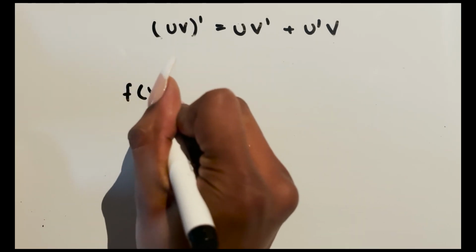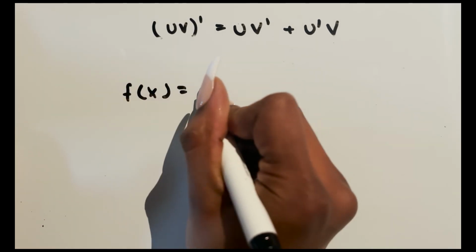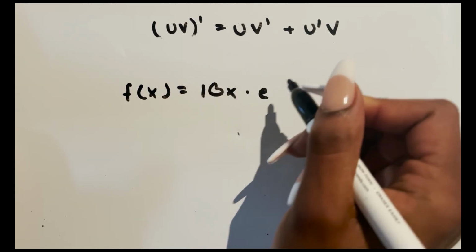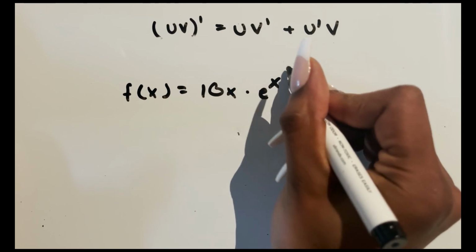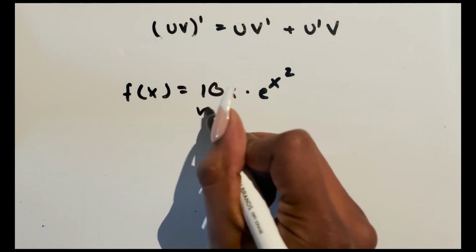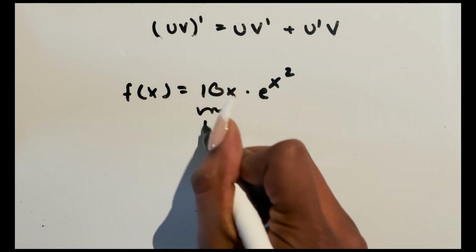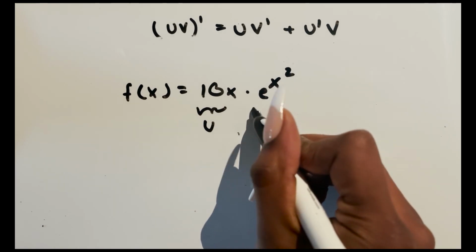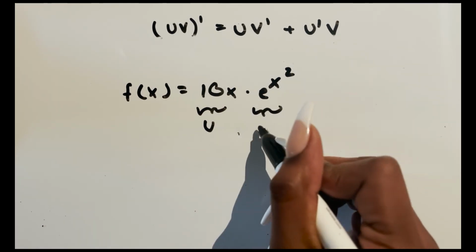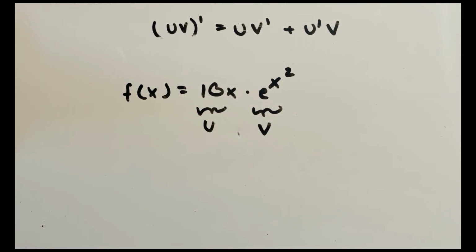Find the derivative of f of x equals 10x times e raised to x raised to 2. So a little hint here is that our first term is 10x. This will be u. And our second term, e to the x to the 2, will be v.